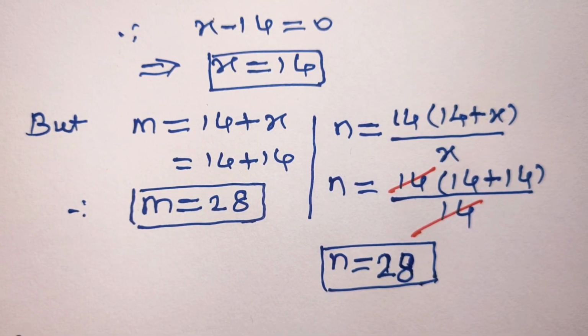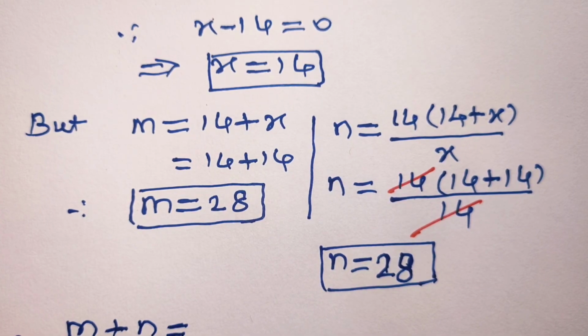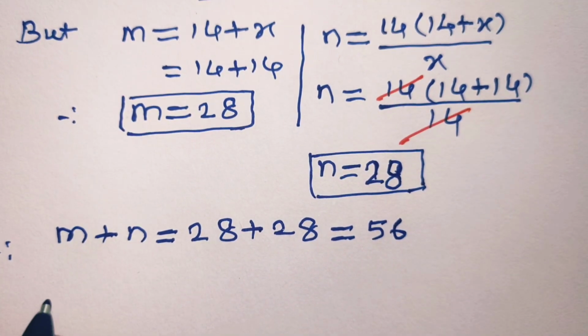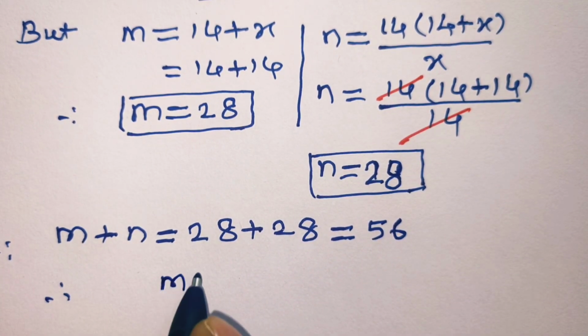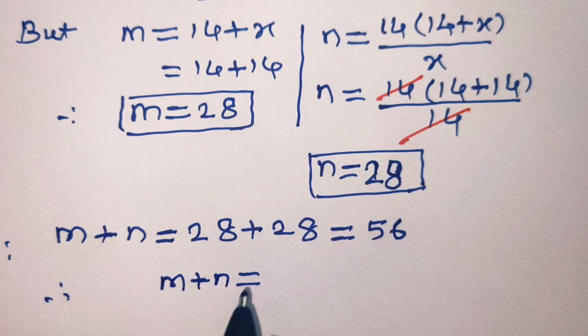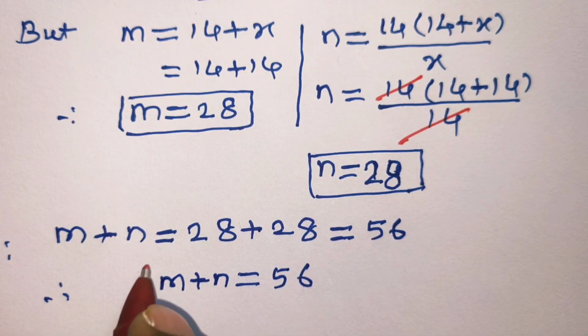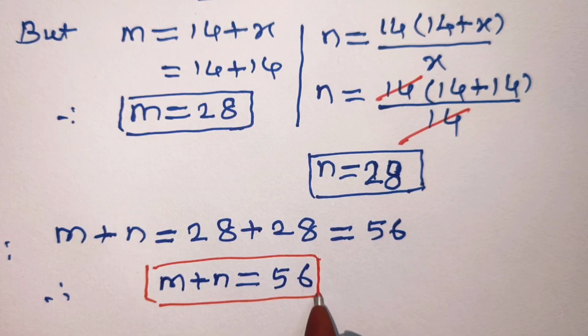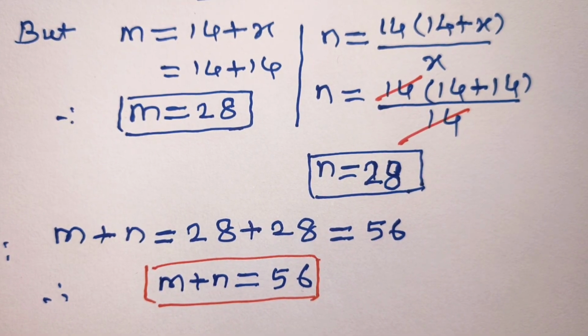Hence m plus n is equal to 28 plus 28 is equal to 56. Hence, m plus n is equal to 56, which is final answer. In this way, we have solved this sum.